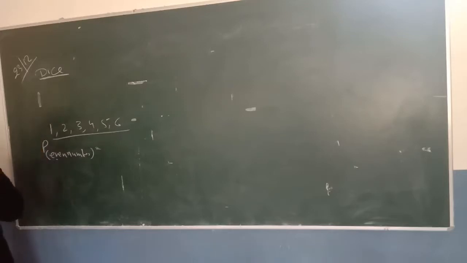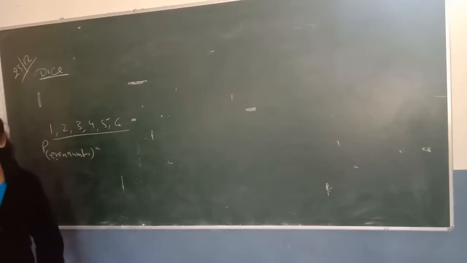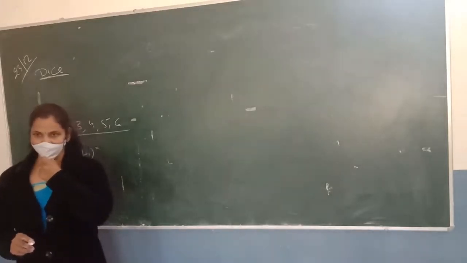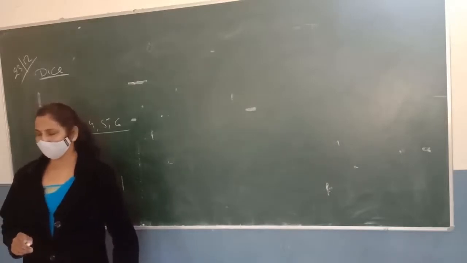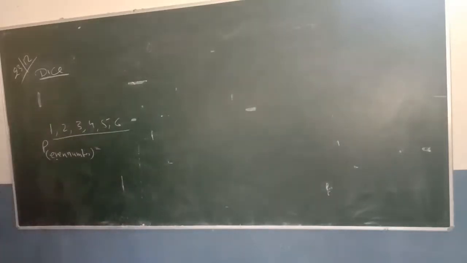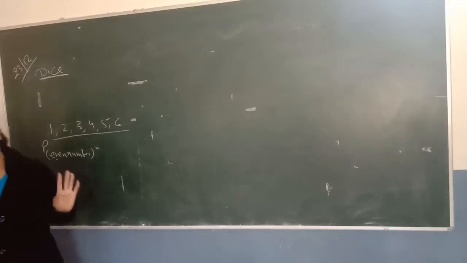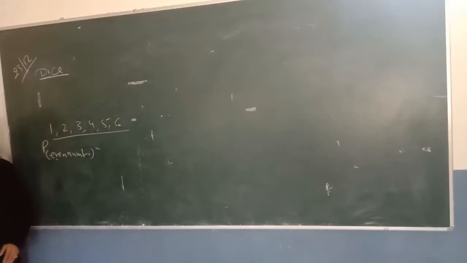1 is neither a prime nor a composite number. So 1 is not a prime number. What are prime numbers? Which has only 2 factors, 1 and itself. Okay. So how many prime numbers are there? No, not 2. There are 3.